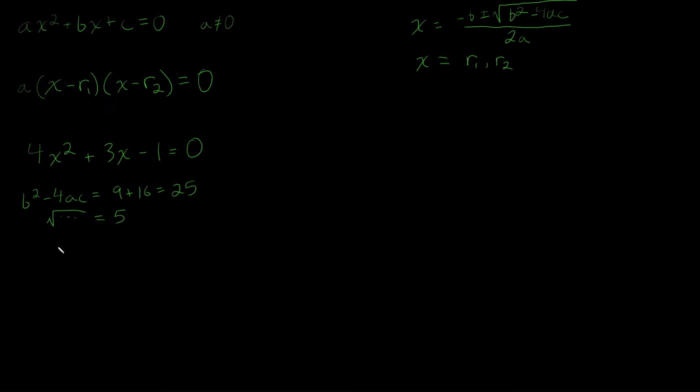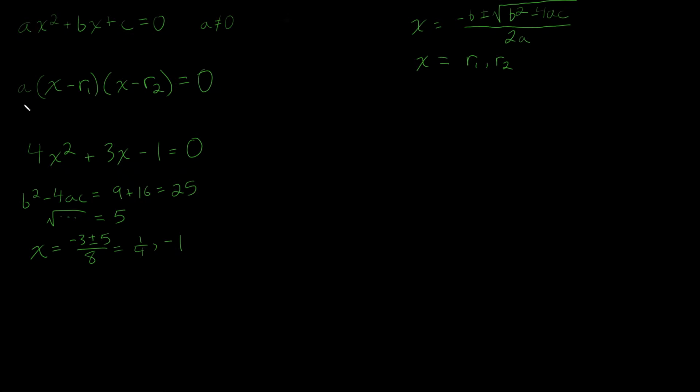And then we'll plug it in and we get x is equal to negative b, which is negative 3, plus or minus 5, over 2 times a, which is 8. So taking the high road, we get negative 3 plus 5 is 2, well, that's 1/4, comma, negative 3 minus 5 is negative 8, so that's minus 1. So there are our roots. R1 and R2 are 1/4 and negative 1.